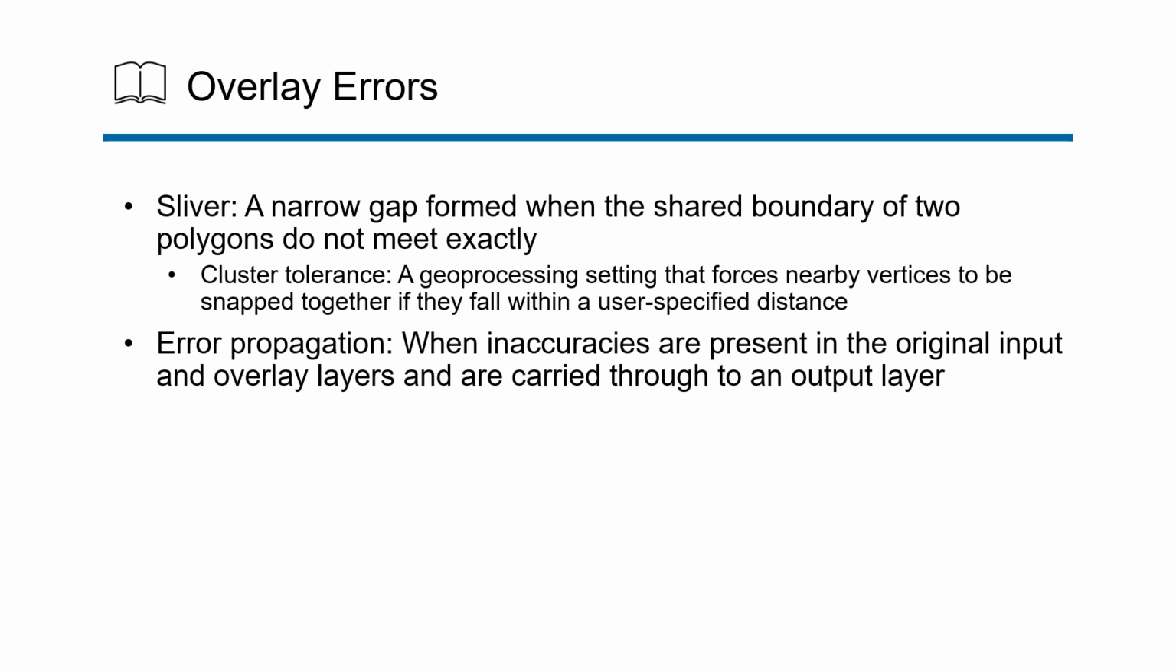Error propagation is another problem with overlays. When inaccuracies are present in an original input and overlay operations are carried out, those errors propagate through the output layers, and you may not notice that they're there because of any number of reasons. And so you have to be cautious. The more things that you're bringing together, the more opportunities you're generating for continued, repeated, built-upon error.